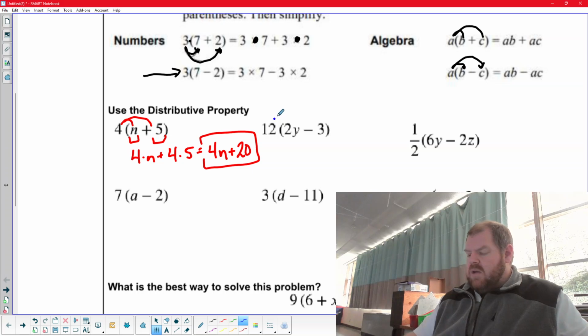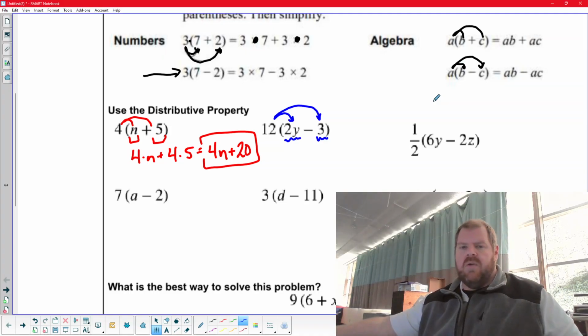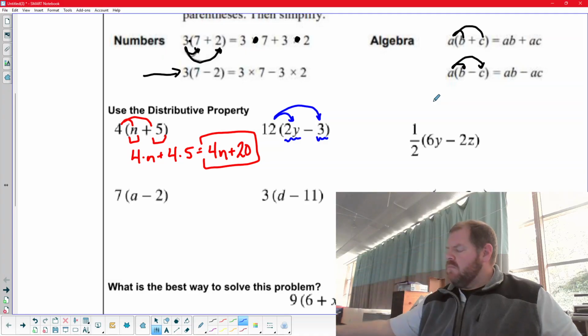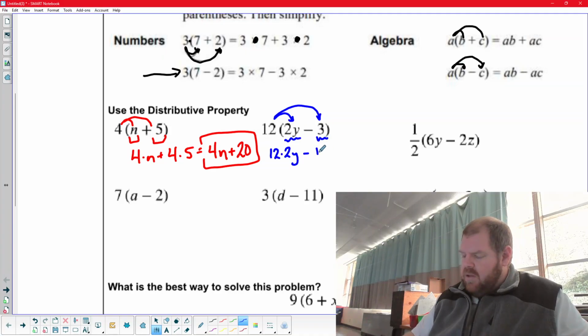Taking a look at the next one, I have a 12 that I'm going to hand to the 2y, and I'm going to hand a 12 out to the 3. I want to be fair; I want to hand one out to everybody. So 12 times 2y, and since it's subtraction, I just keep subtraction there. Then 12 times 3. 12 times 2 is 24, so that's 24y. 12 times 3 is 36.